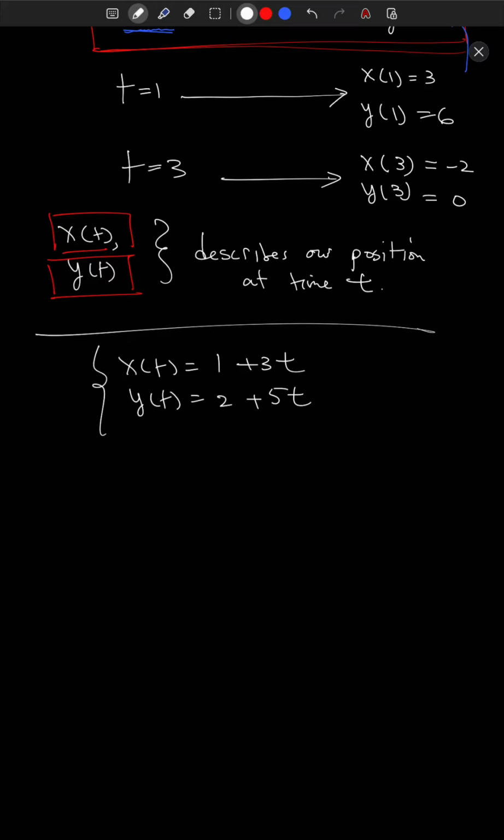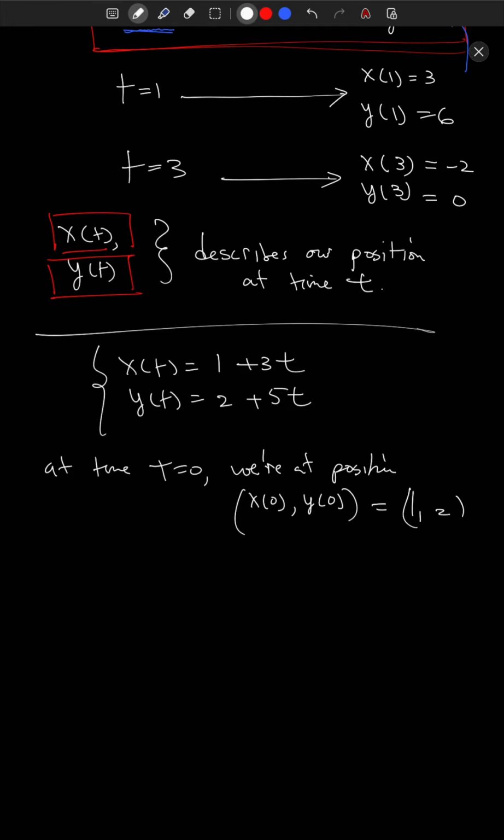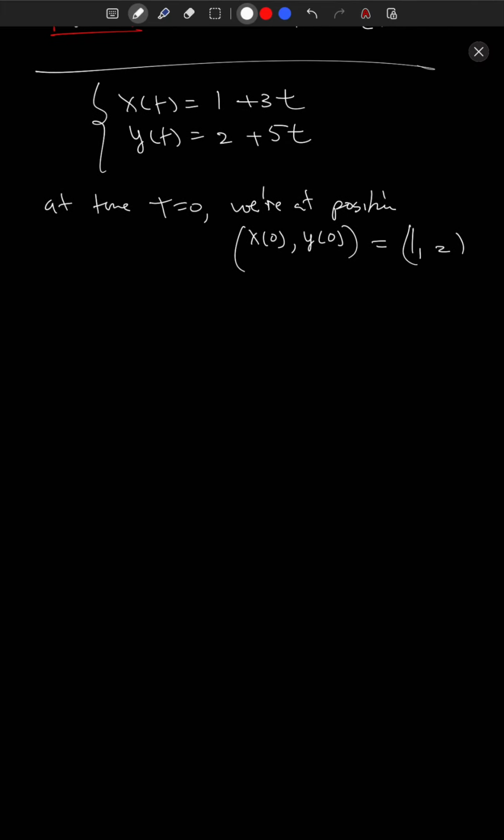The way we interpret this is, at time t equals 0, we're at position x of 0, comma y of 0 in terms of coordinates. So for x of 0, I plug 0 into my first function and get 1. And when t is 0 for y, I get 2. This is called a parametric equation. What this parametric equation tells me is that at time 0, I'm at the position 1, comma 2.